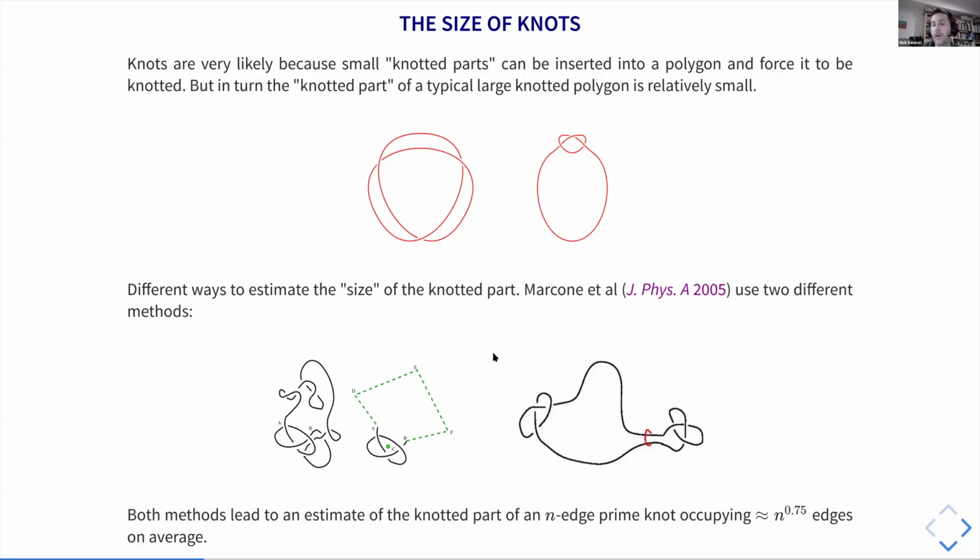There's another way of doing this as well, where you take a large polygon and draw a very tight little loop about it in such a way that any knotted part cannot pass through the loop. And then you let the thing relax and you look at what you get on one side or the other. So in this paper in 2005, these authors did this work and they came up with the conclusion that if I take a large prime knot of size n, and I want to say how big is the knotted component, the number that they came up with was roughly n to the 3/4, n to the 0.75.